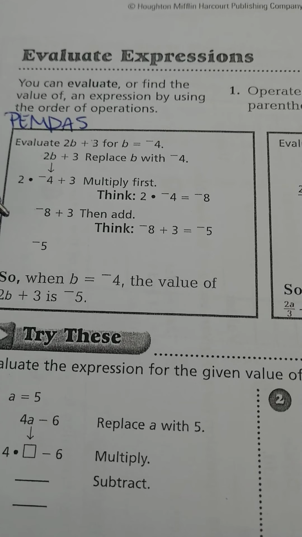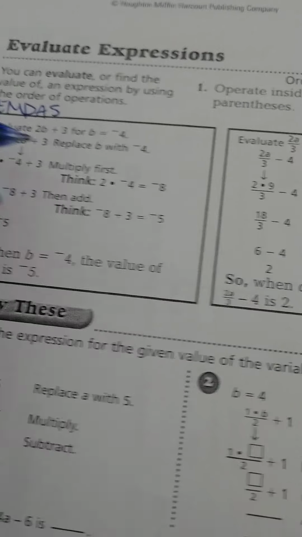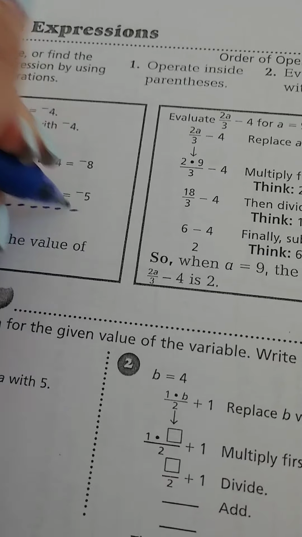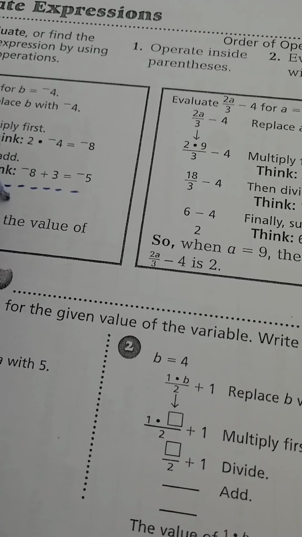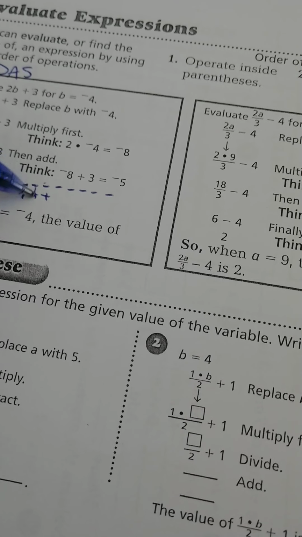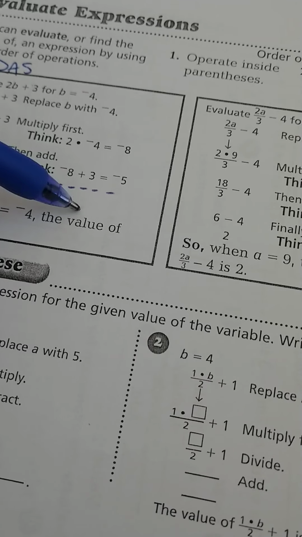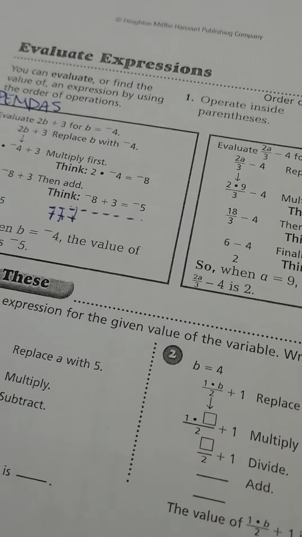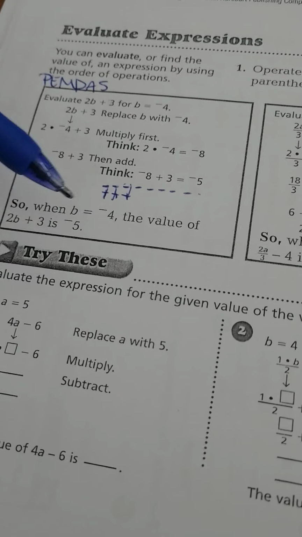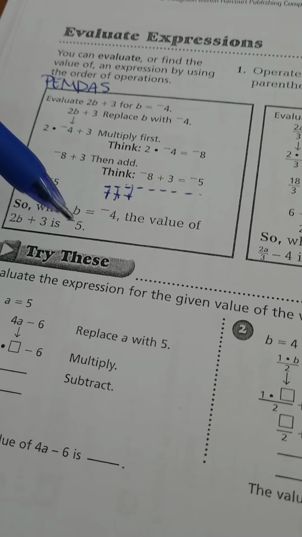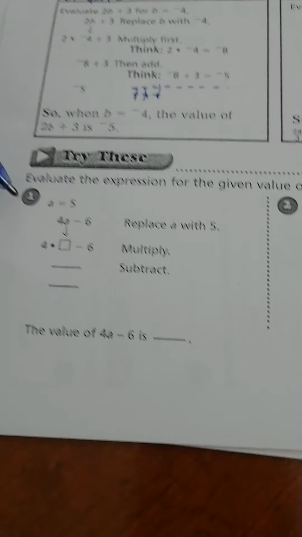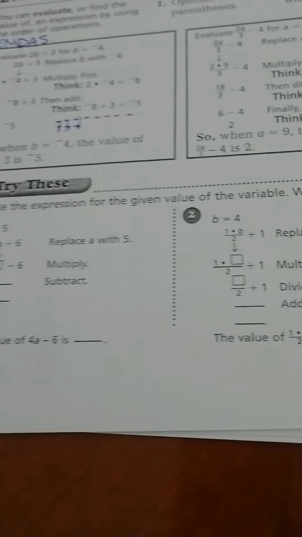So again, think of our zero pairs, right? If we have 8 negatives, let's see, 1, 2, 3, 4, 5, 6, 7, 8 negatives and 3 positives, remember, we cancel out our negatives and positives. So when we take these out, we are left with 5 negatives, which is how they get -5. Okay, so what they're saying here is when b is equal to -4, then the value of 2b plus 3 is -5.